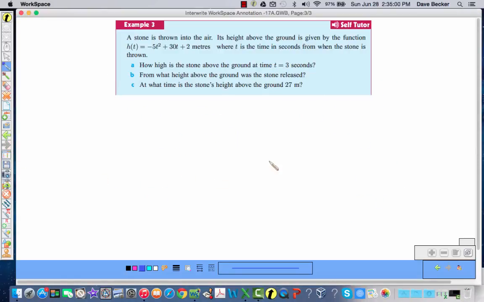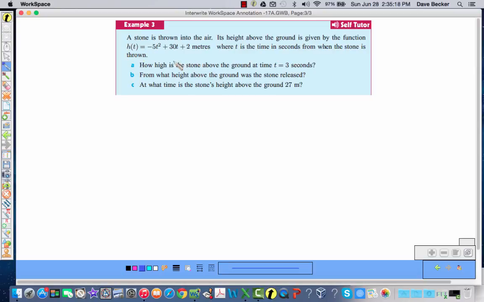Okay, so let's take a look here. A stone is thrown into the air. Its height above the ground is given by this function, where t is time in seconds. So if I know the amount of time, I can see how high, h of t, the stone is.